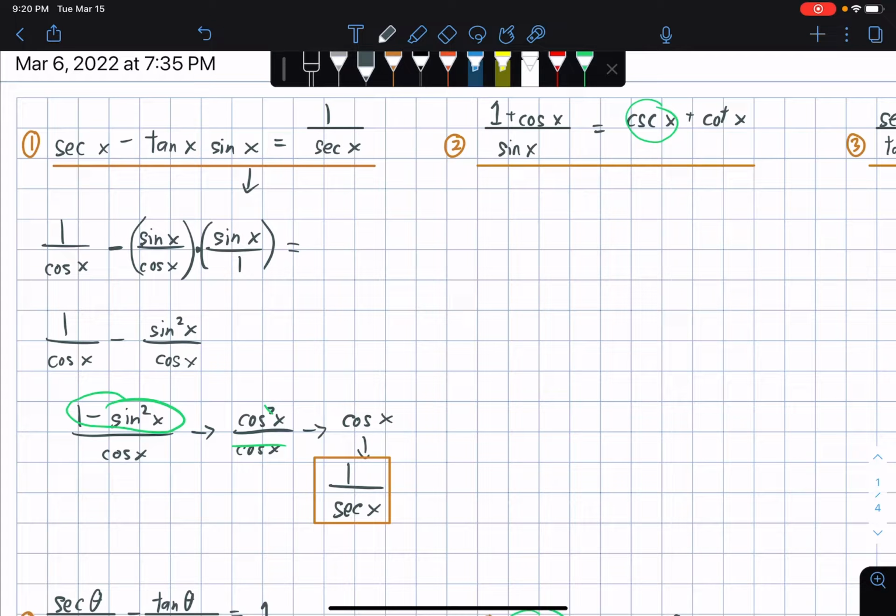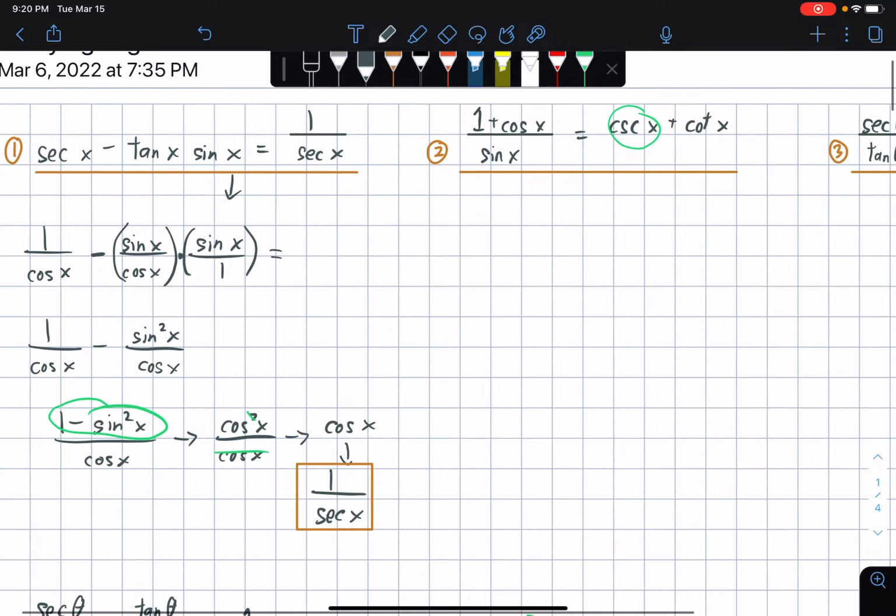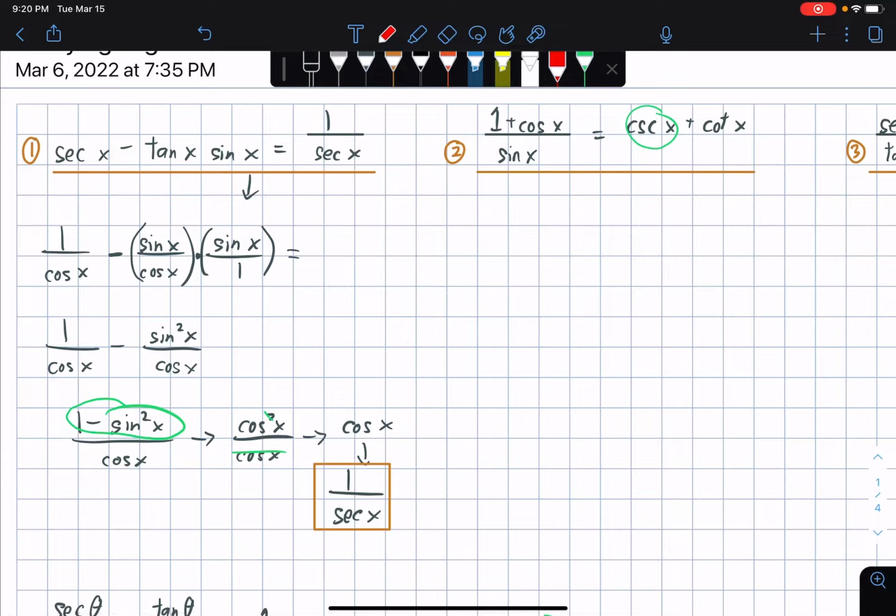Okay, let's move to number 2. By the way, you know that your answer is already correct if they match with the other side of the equation, the one that you didn't start simplifying upon. So as you can see, they're the same. This is already proven.